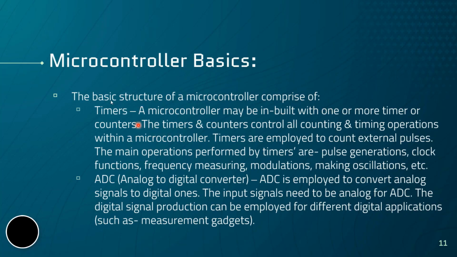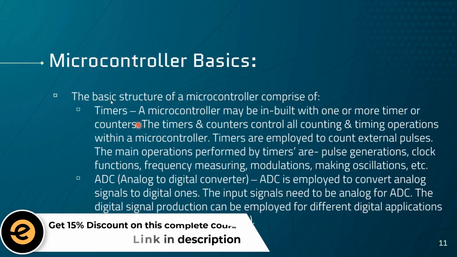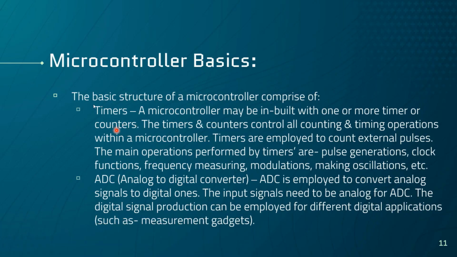Typically, we might use the timers to keep track of time, and we use the counters to count certain events, for example, pulses, or the amount of signal or amounts of data that is being given to the microcontroller. So, timers are employed to count external pulses. The main operations performed by timers are pulse generation, clock functions, frequency measuring, modulation, and making oscillations.